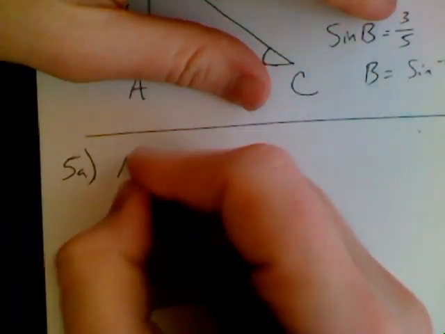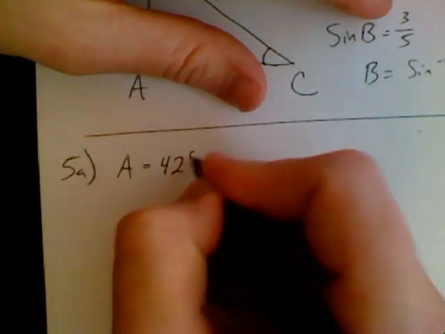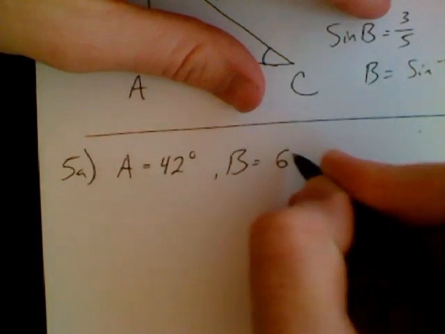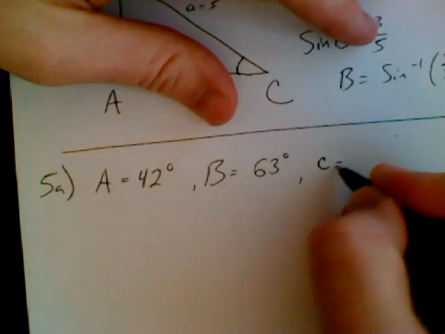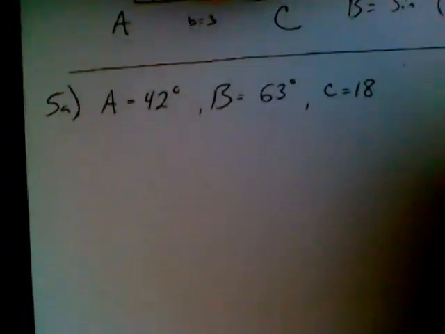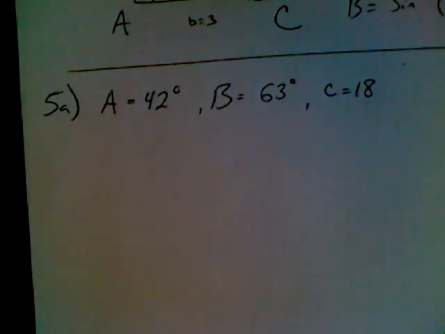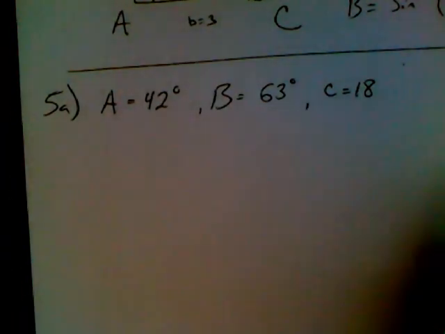With 5A, I'm given A is equal to 42 degrees, B is equal to 63 degrees, and then little c is equal to 18. Okay, so what I'm going to do here, I'm going to draw a triangle. I'm going to always, 100% of the time, draw a triangle.